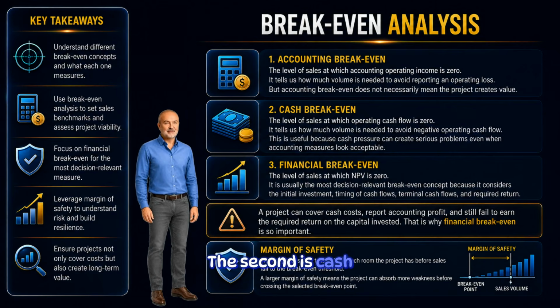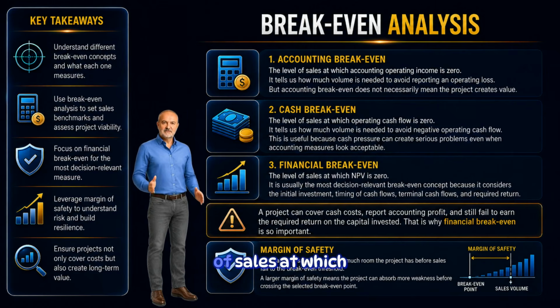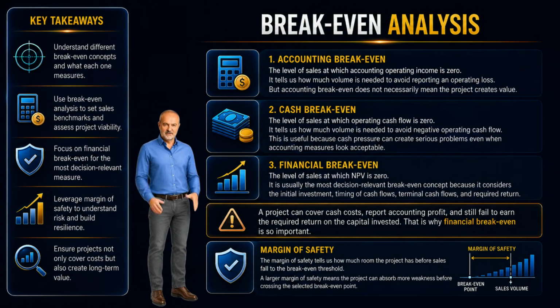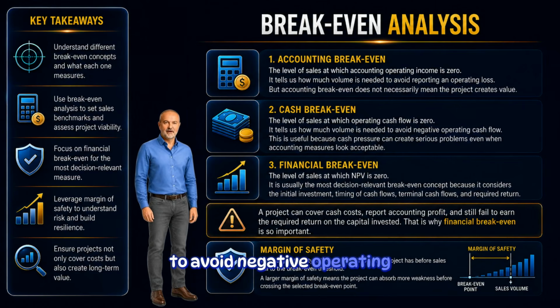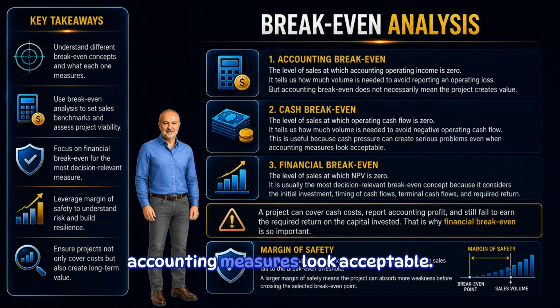The second is cash break-even. This is the level of sales at which operating cash flow is zero. It tells us how much volume is needed to avoid negative operating cash flow. This is useful because cash pressure can create serious problems even when accounting measures look acceptable.